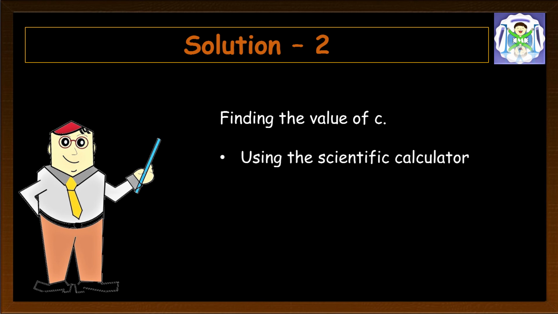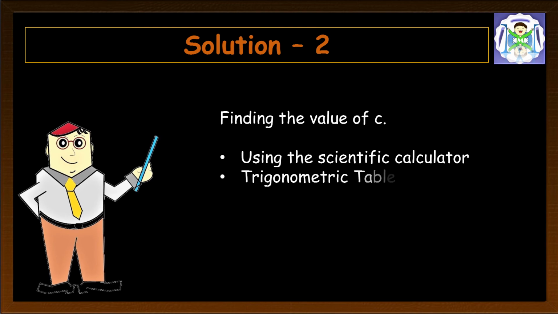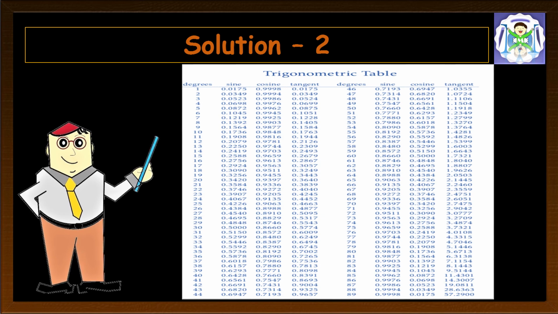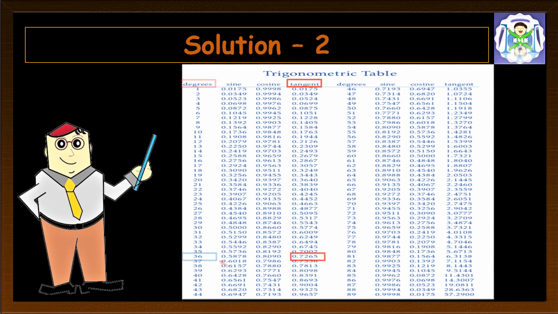Here are two ways to find the value of C. First is a scientific calculator. Second is the trigonometric table, which you can also see on my screen. In the trigonometry table, you just search for tan C, where the value 0.727 comes. So here you go, you see that at around 36 degrees the value is 0.727. That's it, you got the answer. So angle C is 36 degrees.